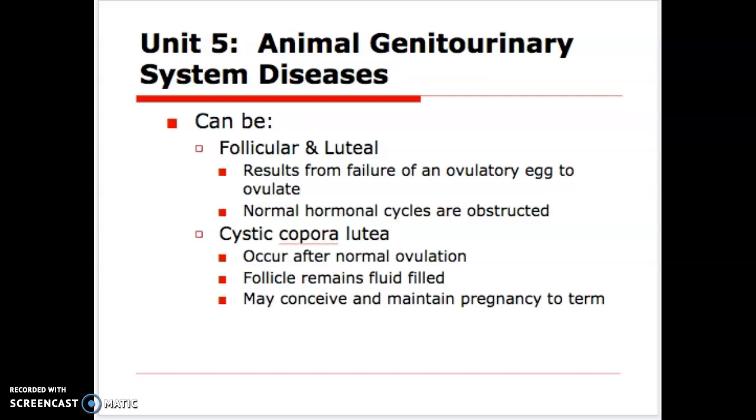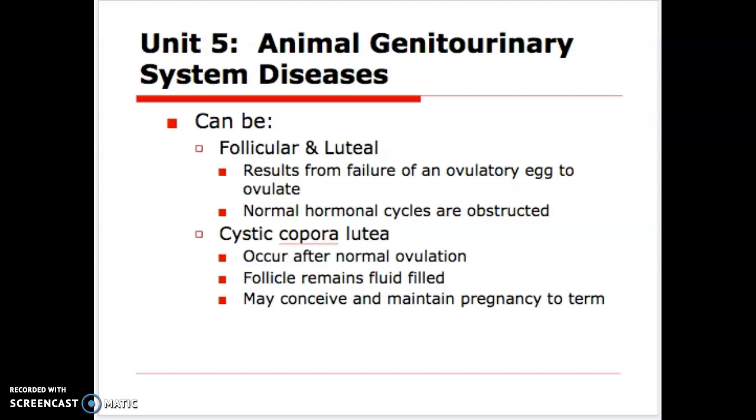When we look at these specifically, there are two different types. They can be follicular and luteal cysts, in which we have a failure of an ovulatory egg to ovulate. Those of you who have been through animal science know that we have developing follicles. I've got a slide in a little bit that illustrates this. We have that developing follicle, kind of a blister on the edge of the ovary that contains the ovum that is ready to ovulate, and it just doesn't. And so we have a normal hormonal cycle interruption. Sometimes an animal comes into heat every little bit because we continue to get spikes of estrus.